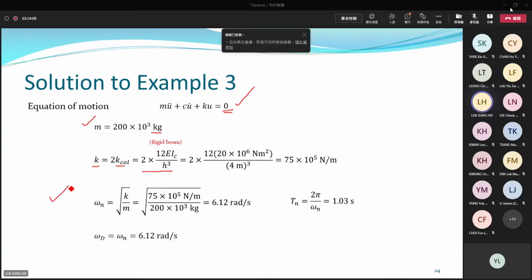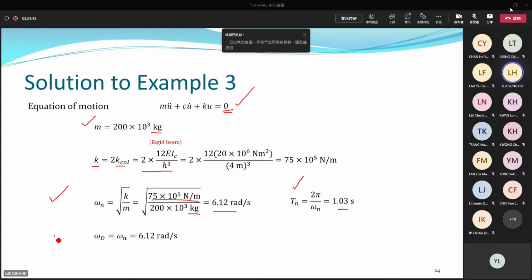Natural frequency, square root of K over m. K, stiffness, we just evaluated. I use standard unit, Newton per meter. For mass, I also use standard units, kg, 200 times 1000 kg. And then the frequency is equal to 6.12 radian per second. Period, if you like, you may also calculate period, although I did not ask you to do so. Period, 1.03 seconds.